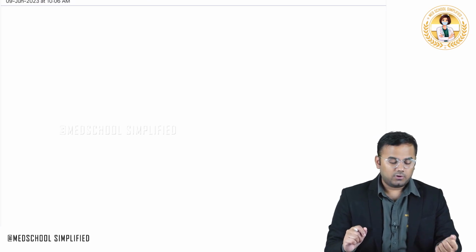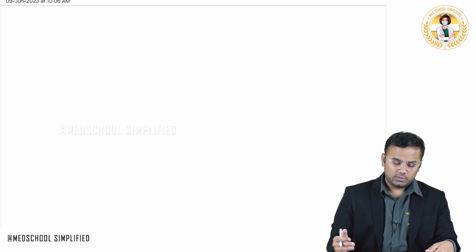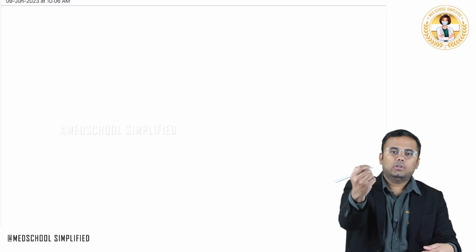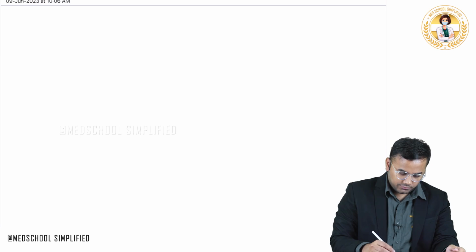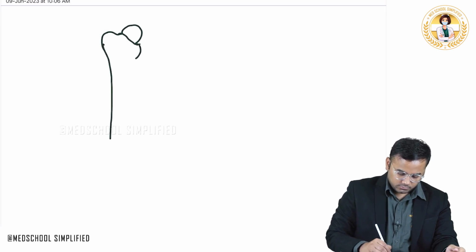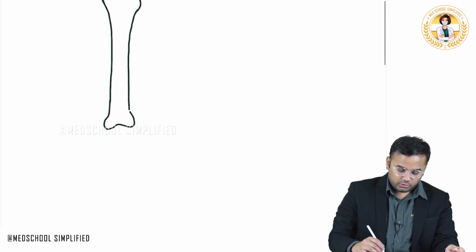First of all, we shall see the course of these nerves, and then we shall discuss the injuries. Not a detailed course obviously, I'll just give you a brief introduction. Let us say that this is your humerus. Humerus, right? Now here you have two important things.